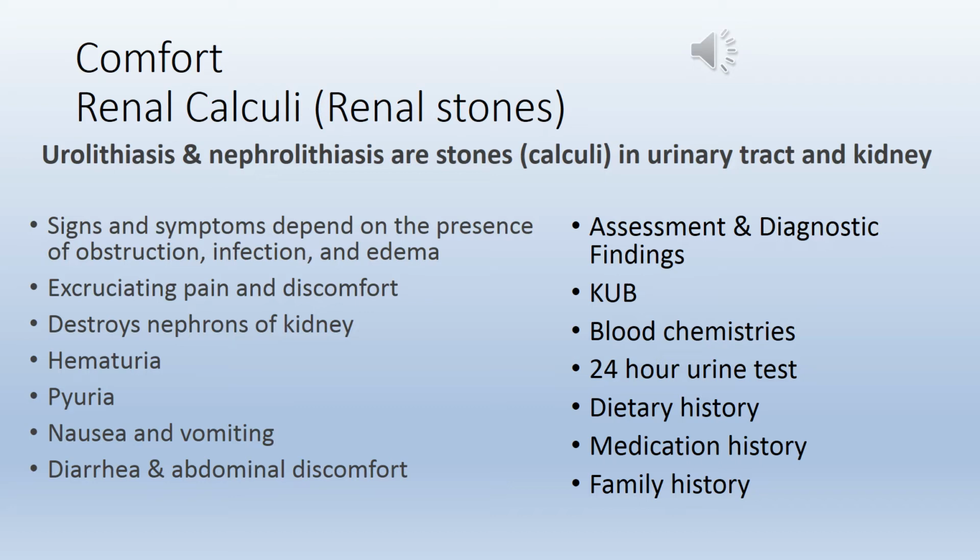With assessment and diagnostic findings, the diagnosis is confirmed by x-rays of the kidneys, ureters, and bladder, which we call KUB, or by ultrasonography, IV urography, and retrograde pyelography. Blood chemistries and a 24-hour urine test for the measurement of calcium, uric acid, creatinine, sodium, pH, and total volume are part of the diagnostic workup. Dietary and medication histories and family history of renal stones are obtained to identify factors predisposing the patient to the formation of stones.